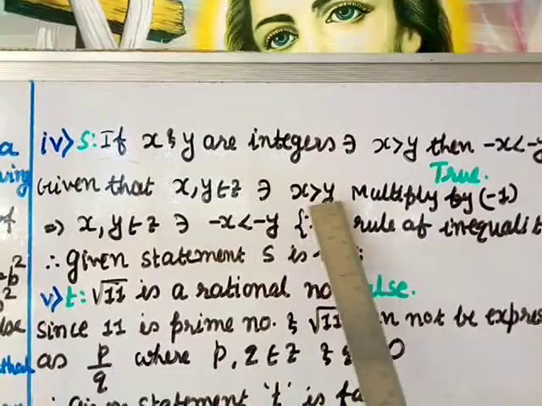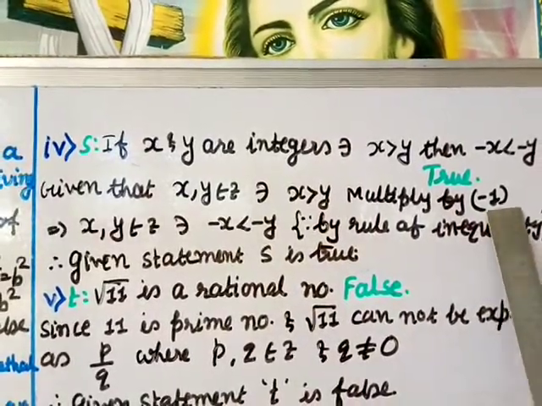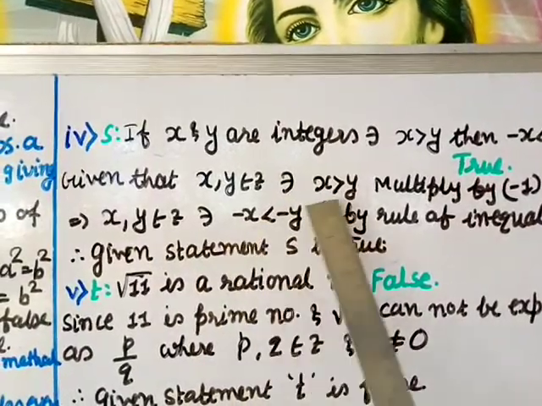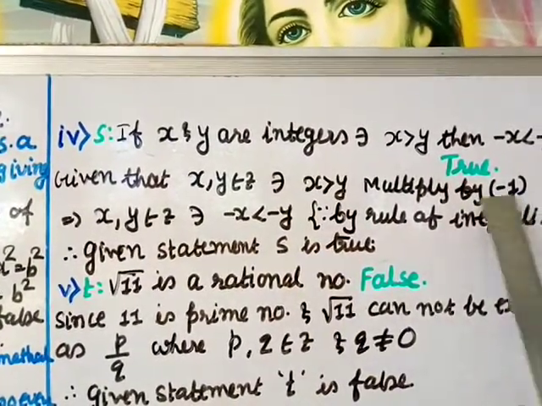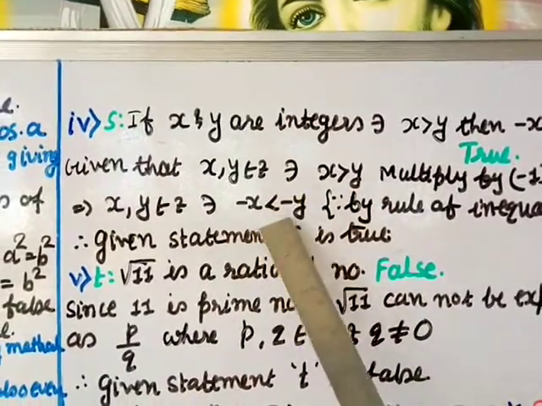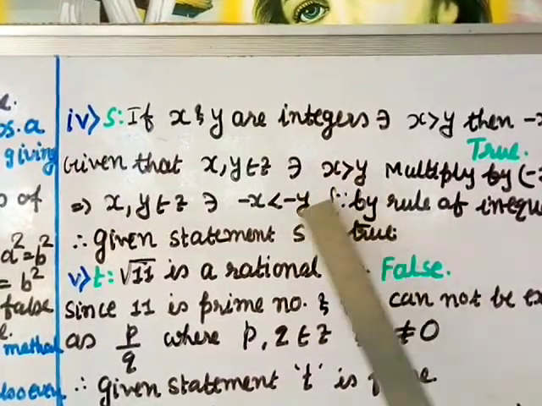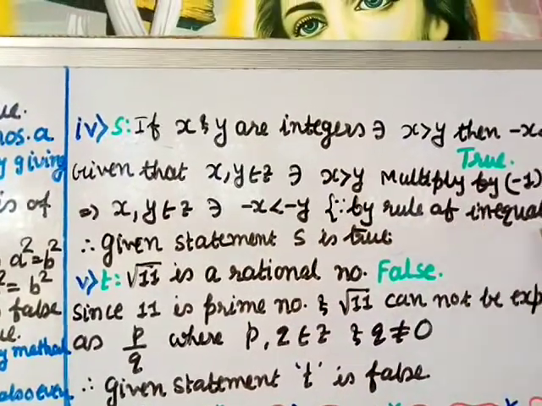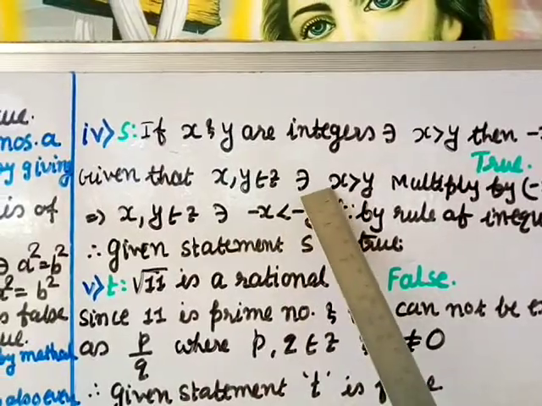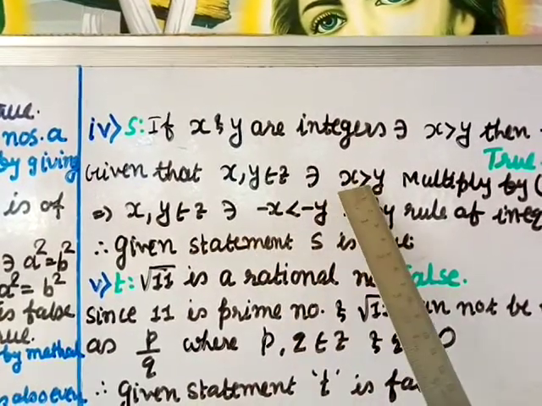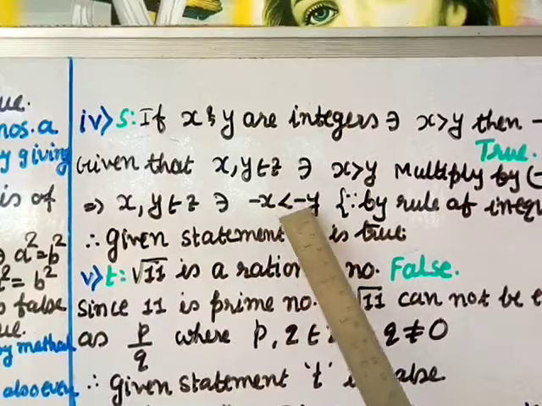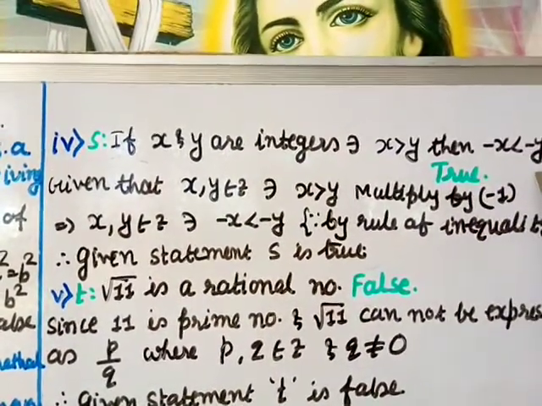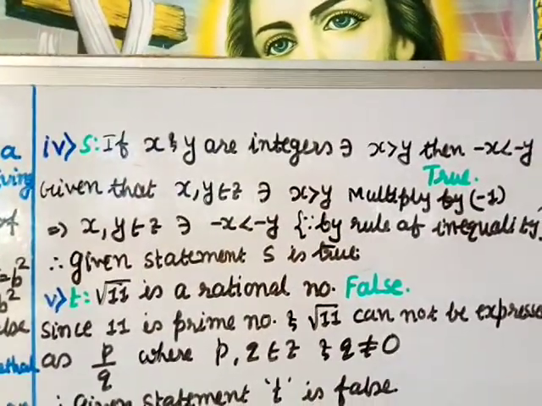Now if you multiply both sides of this inequality by minus 1, the inequality will change its direction. It is like this: the inequality sign is on this side, now it will change over to the other side, right? Why? Because it is by the rule of inequality. So if you multiply by a negative, then it becomes minus x, this greater than becomes less than minus y. Therefore the given statement is true, that is, minus x is less than minus y.